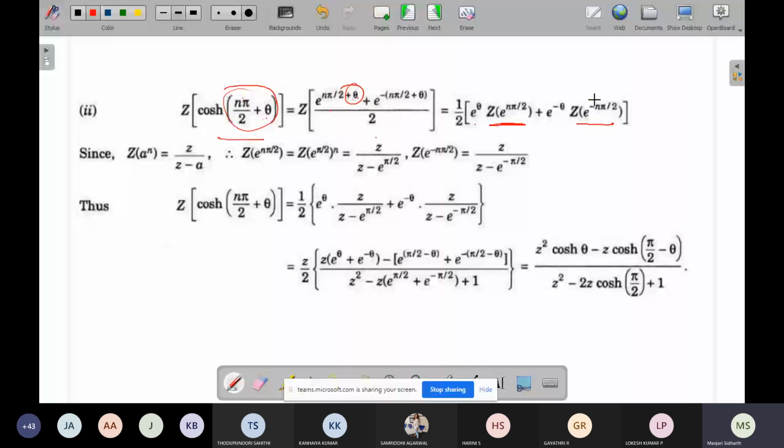Like z transform of a power n, you know, right? Z over z minus a. So here you can consider e power n pi by 2 as e power pi by 2, power n, meaning a power n, where a is this. So z over z minus a formula, that's it. It is very simple. Okay. Now once you find the z transform, you can leave it up to here.